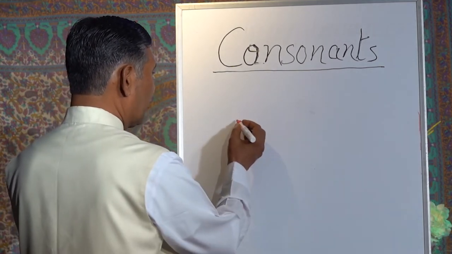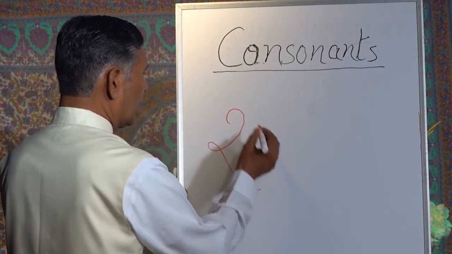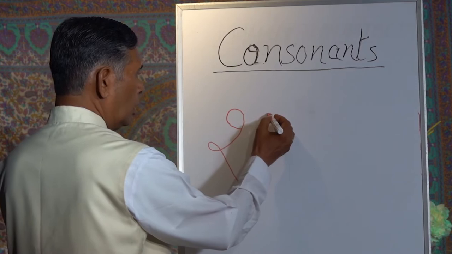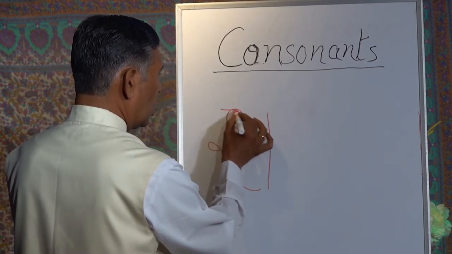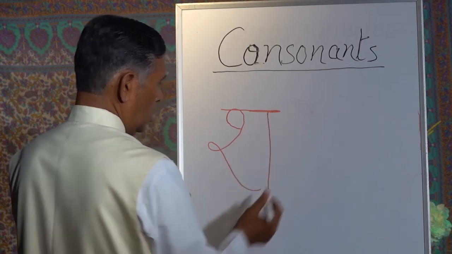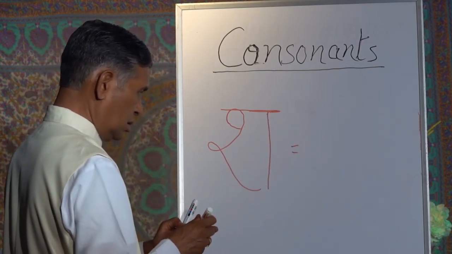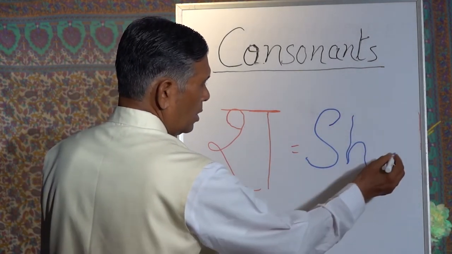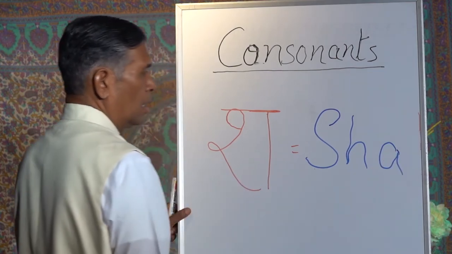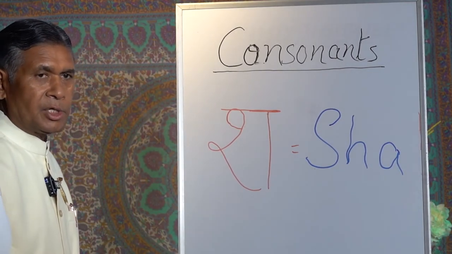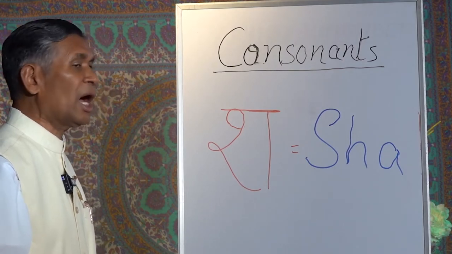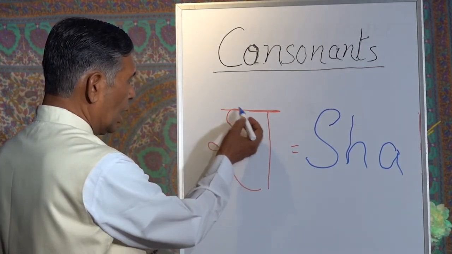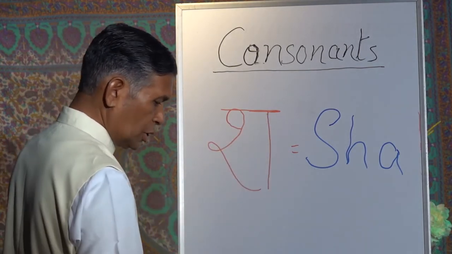And now with little different next line, make right like R, like Ra, make here but round and put one stroke. Okay? This is the Sha. Like Shiva, Shakti, Shanti, peace, we say peace, there is this Sha. So make here round, make like Ra and put a stroke.